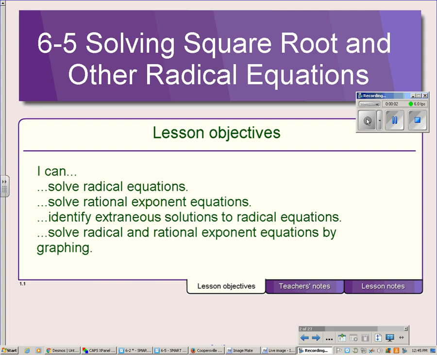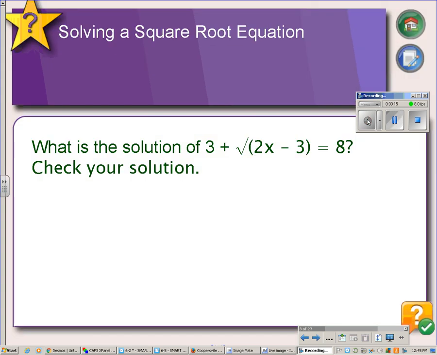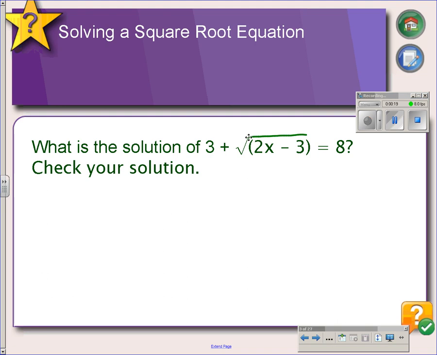This is lesson 6.5 about solving radical equations. In this first lesson, we're going to learn how to solve radical equations, and we'll also learn how to solve rational exponent equations. This first example is an example of a radical equation because it has a radical in it.